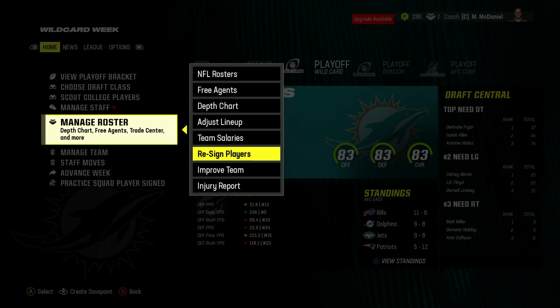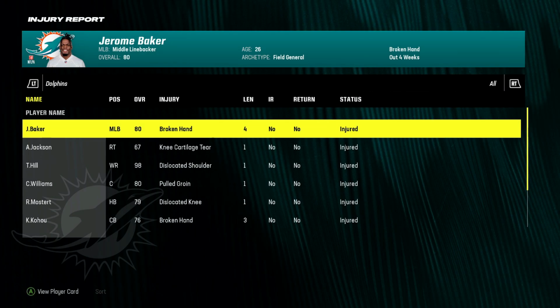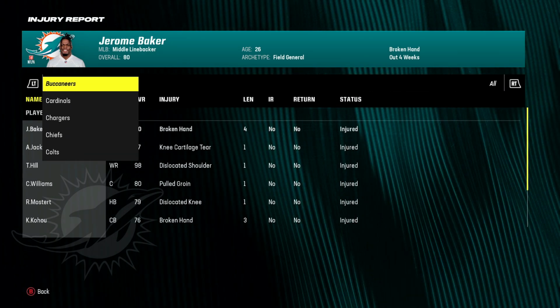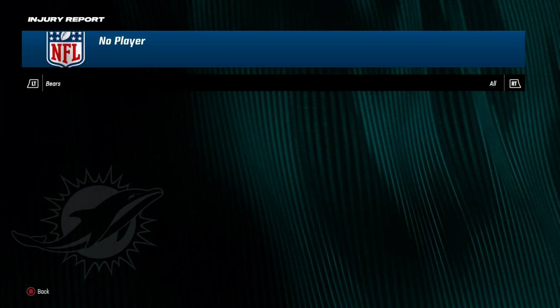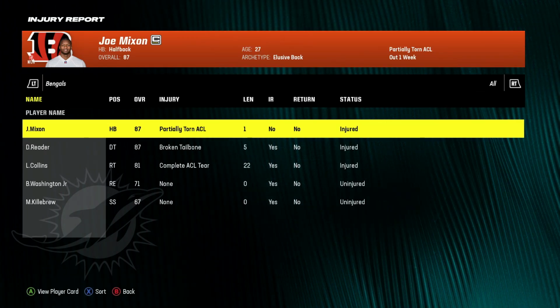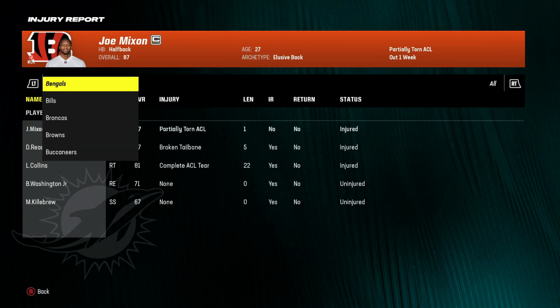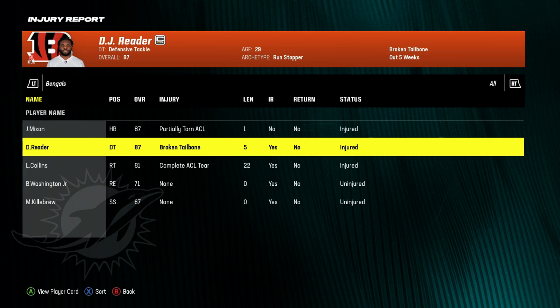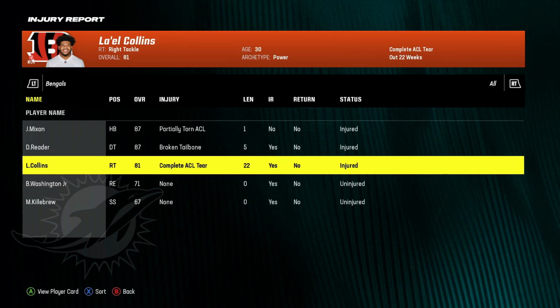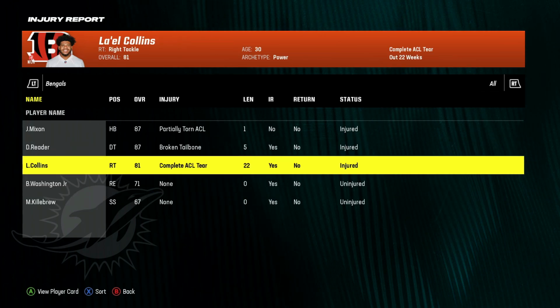Alright, so let's look at the injury report going into the playoffs. Keep in mind, these teams now have played a 20-game schedule. The Bears have no injuries, but they're not in the playoffs, so it doesn't really matter. Bengals, though, do have Joe Mixon hurt and DJ Reader hurt. And they also have La'el Collins, who was technically the backup of Jonah Williams.